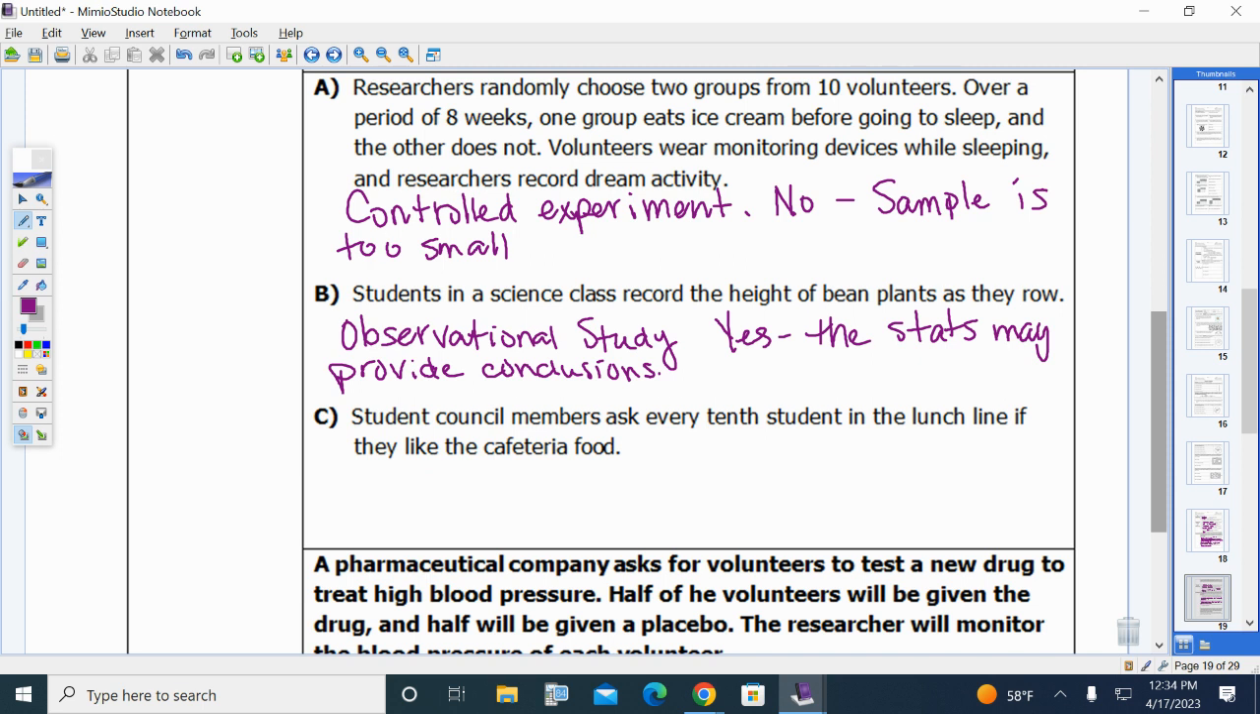Last one here, part C, student council members ask every 10th student in the lunch line if they like the cafeteria food. So you are asking people in the cafeteria line if they like the cafeteria food. So this is going to be a survey. And yes, if you were thinking systematic, that would be the type of survey that it is, or the type of study method.